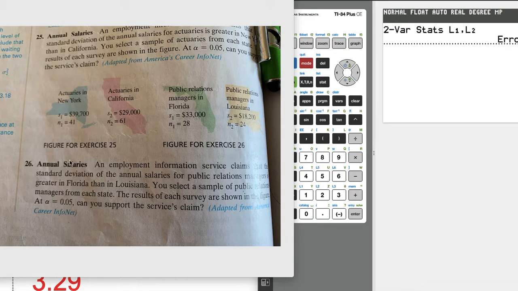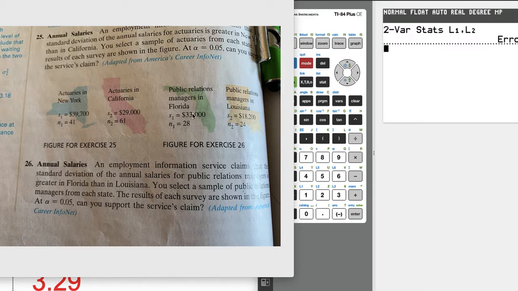All right, class, this is number 26 in the book. Again, it's similar to an online problem you're going to find. This is where they give you the data. You don't have to try to get the data from a chart. So they give us S1, they give us N1, they give us S2, they give us N2.